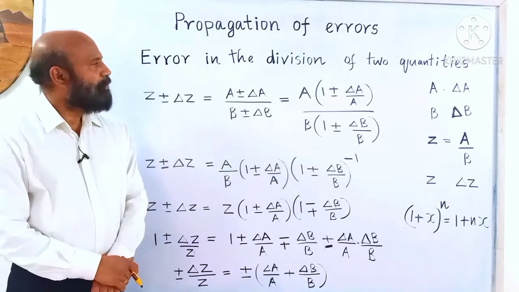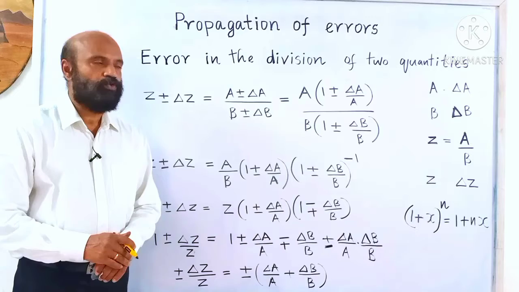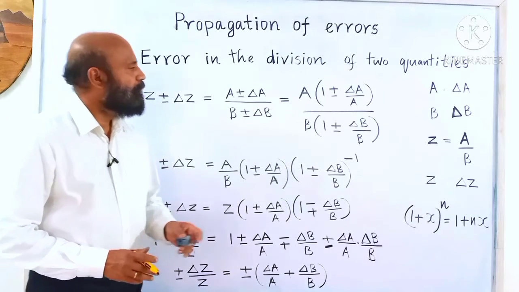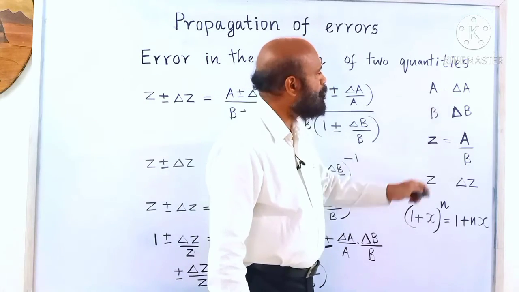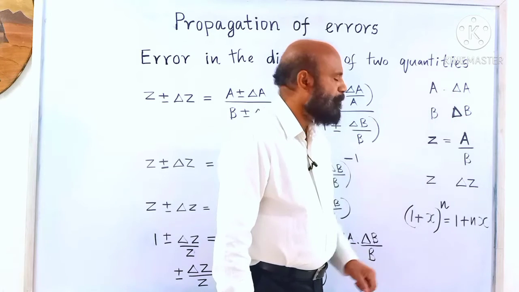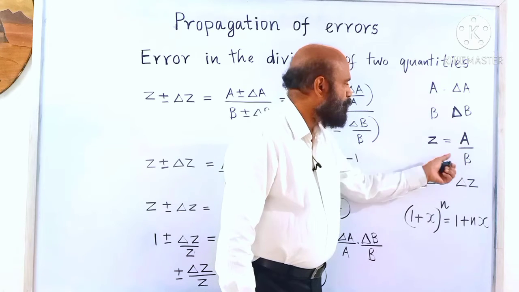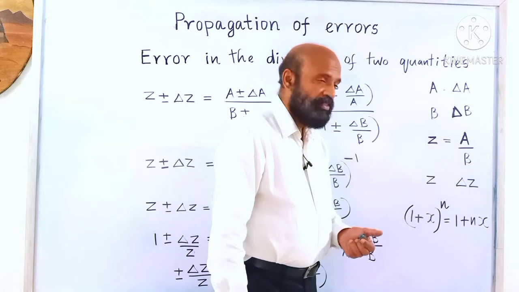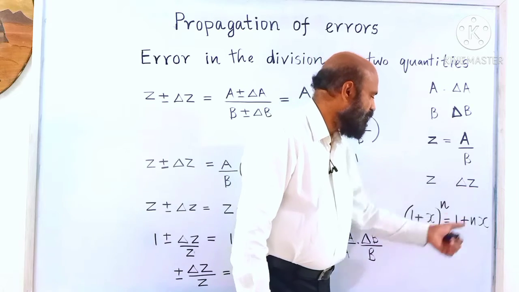Now let us see the propagation of error in the case of division of two physical quantities. A and B are two physical quantities. In the measurement of A and B, there are errors delta A and delta B. Then we are dividing A by B, and we get Z. In Z, there will be an error. The error in Z is delta Z.